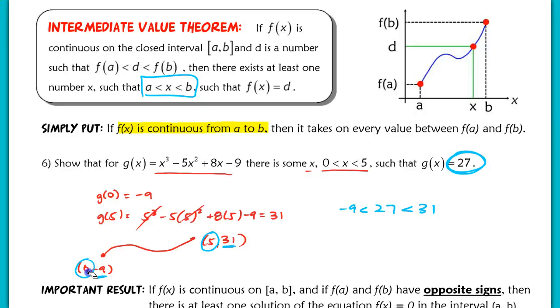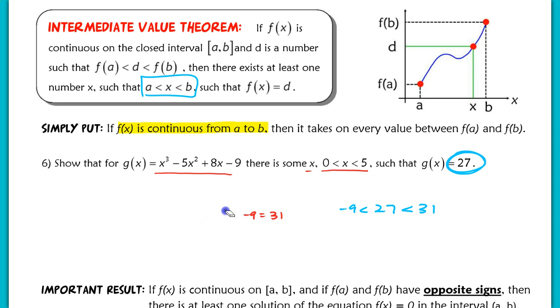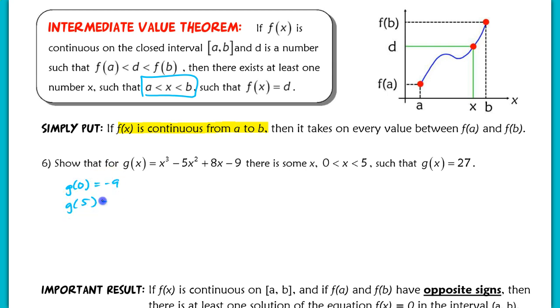Now I'm just going to erase really quick, and I want to actually formally write up how we can show that there is some x between 0 and 5 such that g of x is 27 for this particular polynomial. All right, so we have g of 0 was -9 and g of 5 was 31. So what we've shown is that g of x, first of all, is continuous, right? So our function is continuous.